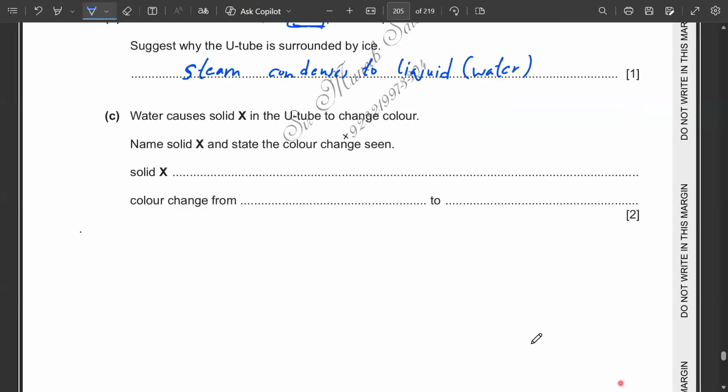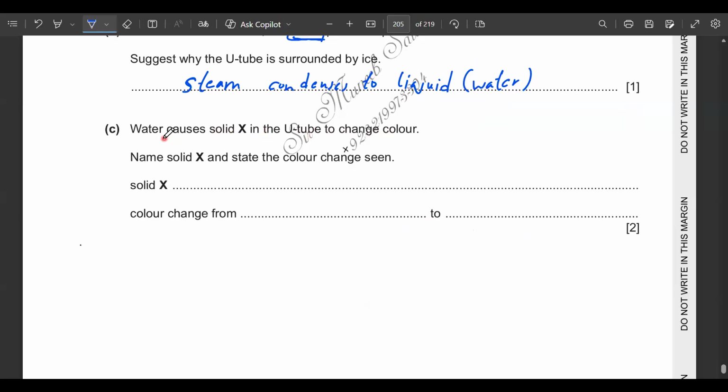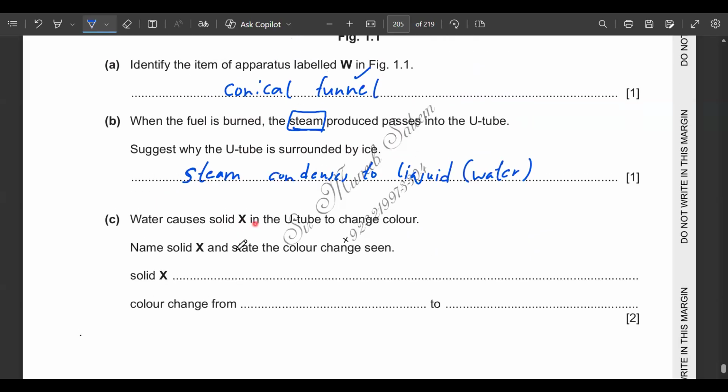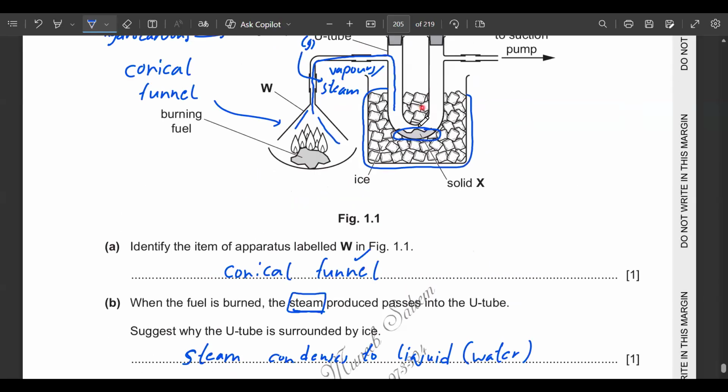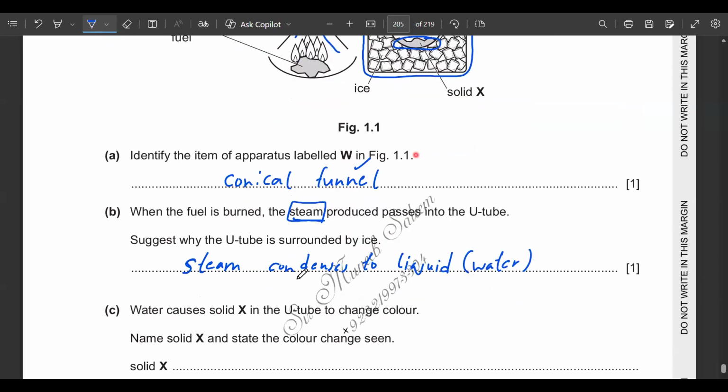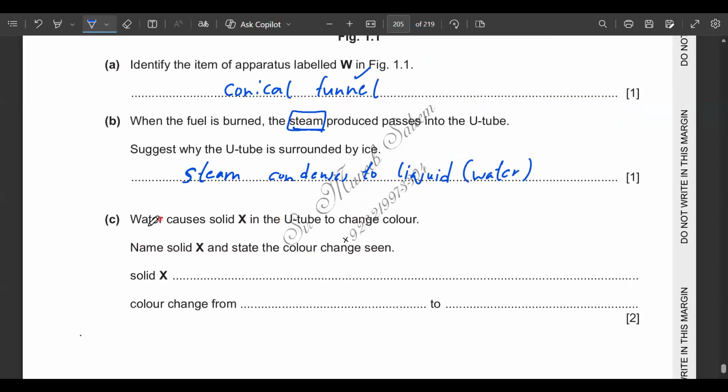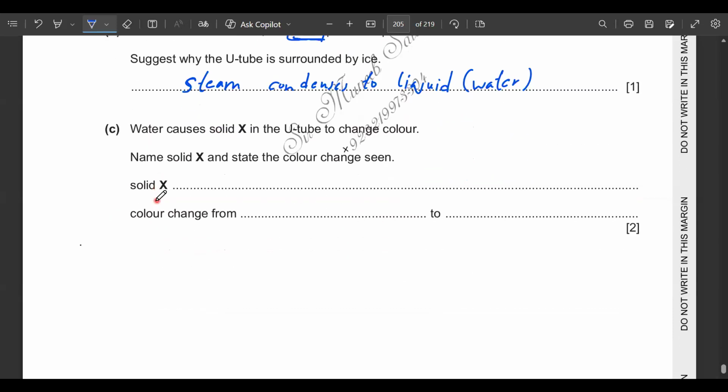And C. Water causes solid X in the U-tube to change color. Name the solid X and state the color change seen. Okay, so this solid X that is present over here, it interacts with the water that has been produced by the condensation in the previous part. So which kind of solid that you have studied in the syllabus changes the color upon interacting with the water? If you could recall from the knowledge, from the literature.